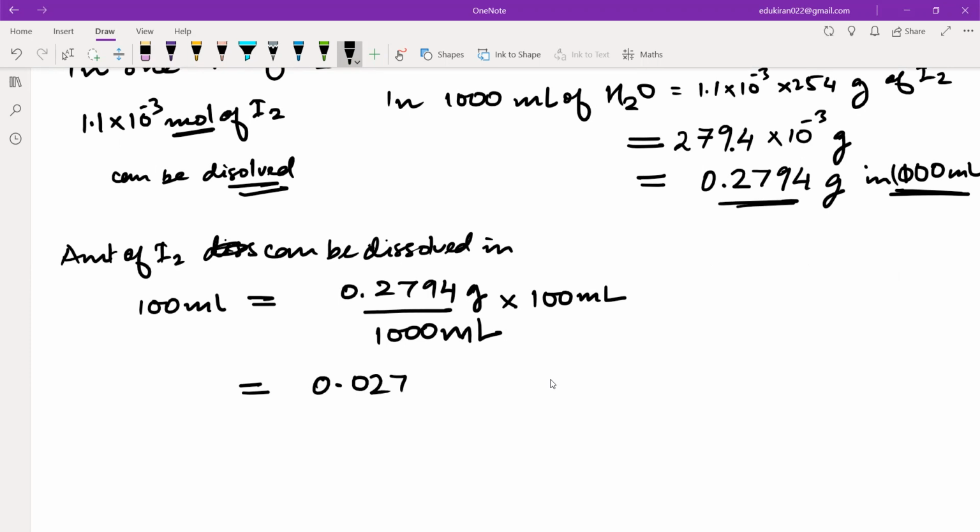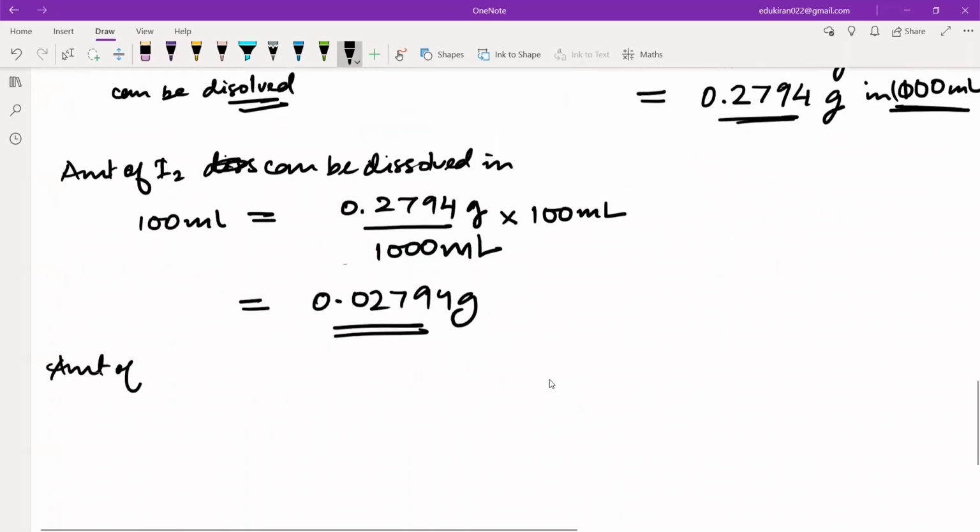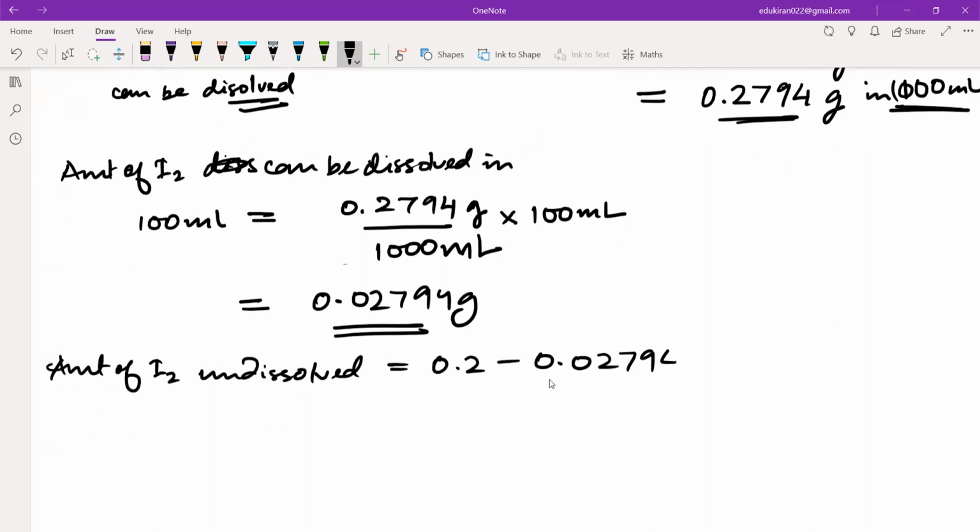So you will get 0.02794 grams can be dissolved in 100 ml. And how much have we dissolved? We have dissolved 0.2 grams. So the amount of I2 undissolved is 0.2 minus 0.02794 grams. Calculate this. Approximately, I can say 0.172 grams is undissolved, right?